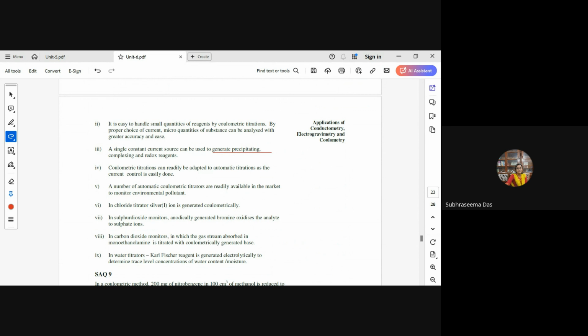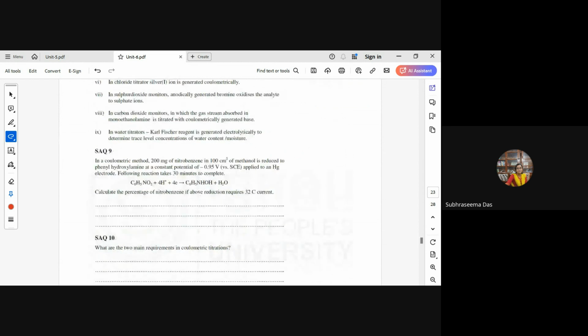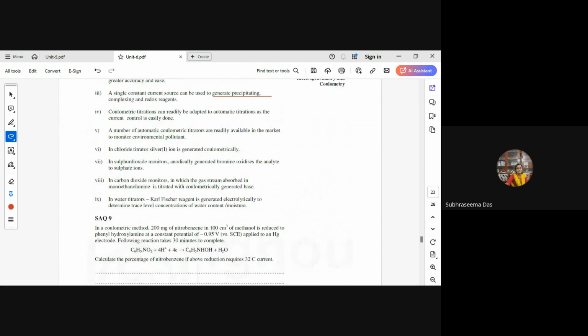Particularly in Karl Fischer reagent titrators, the Karl Fischer reagent is generated electrolytically to determine trace levels of moisture. So these are some of the real life applications of coulometry. In this chapter, we have come across the various applications of conductometry, electrogravimetry, and coulometry. So with this, we complete this part. If there are any questions, please ask.